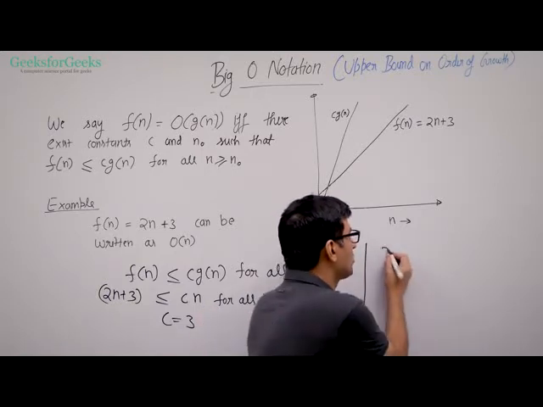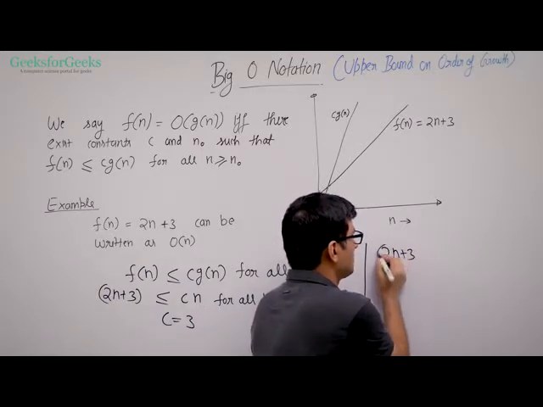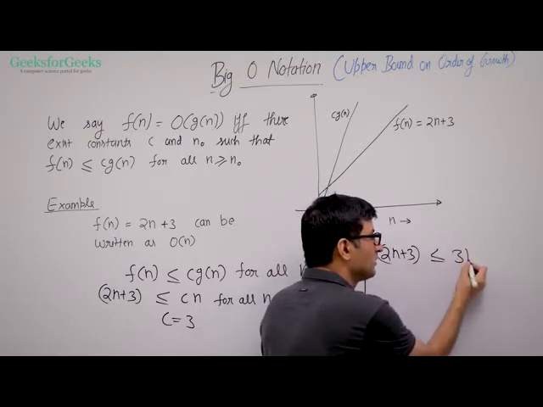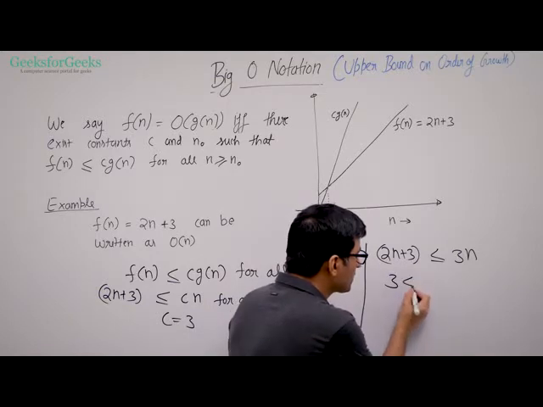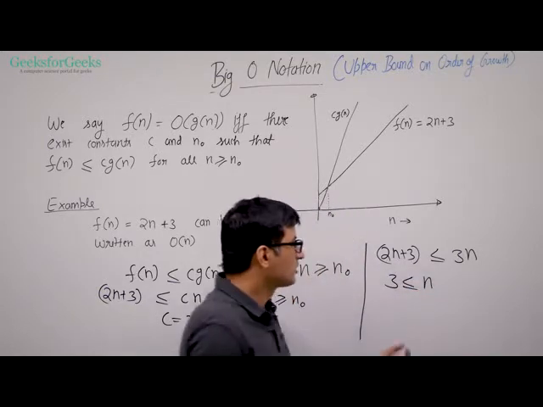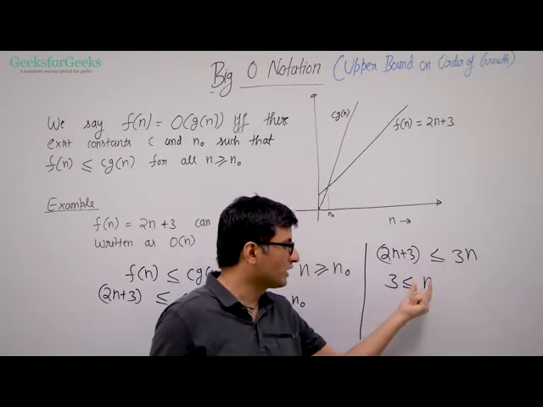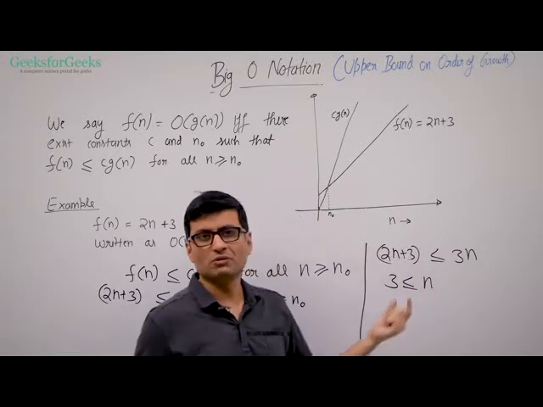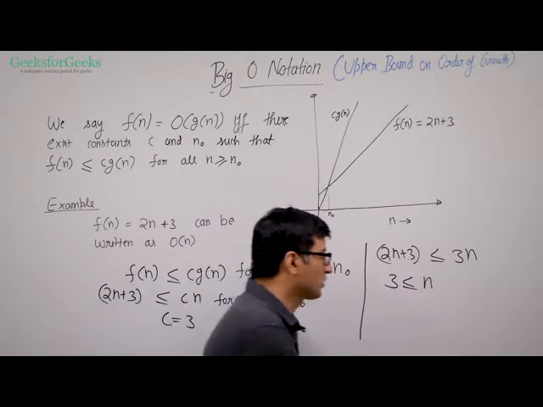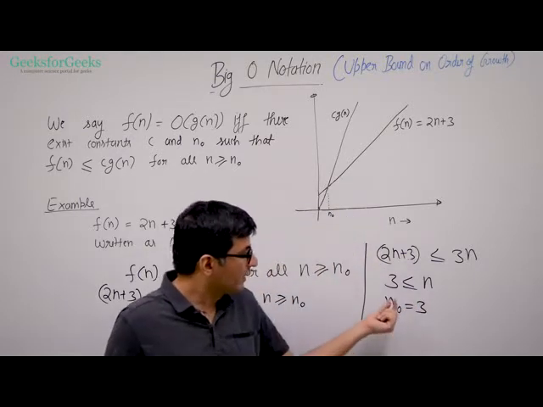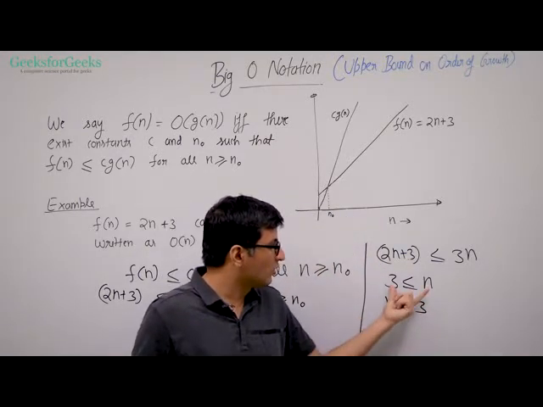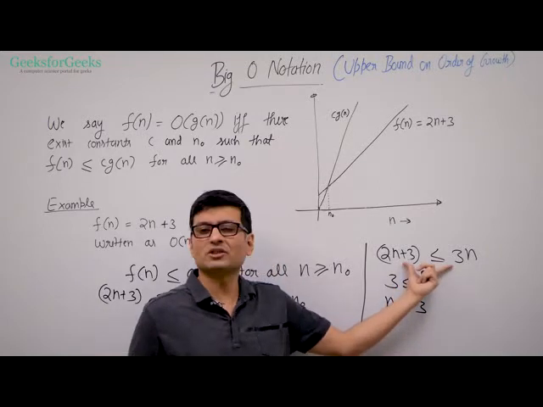We are going to get 2n plus 3 smaller than or equal to 3n. And from this we can say 3 is smaller than or equal to n. So this condition is true when n is greater than or equal to 3. So we have found an n naught, right? So now n naught is 3. So when n is greater than or equal to 3, this condition is true.